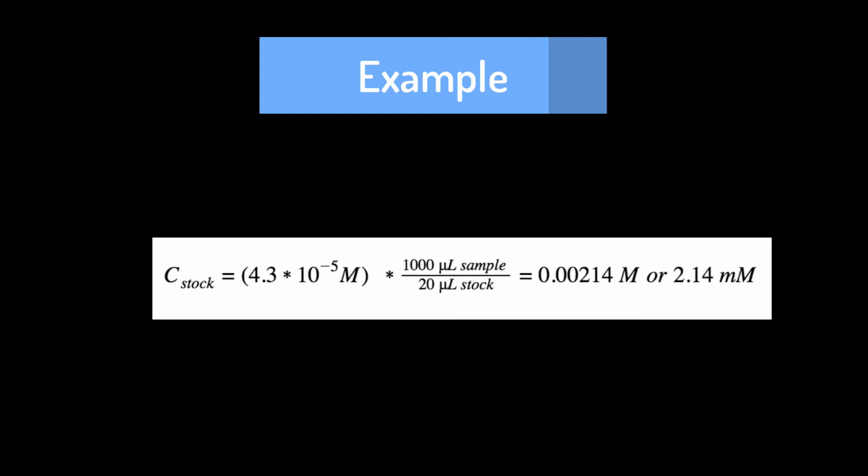Remember though, this is only the concentration in the cuvette. To find the concentration of your total protein sample, don't forget to multiply by the dilution factor. Doing this gives us a final concentration of 2.14 times 10 to the negative 3 molar, or 2.14 millimolar.